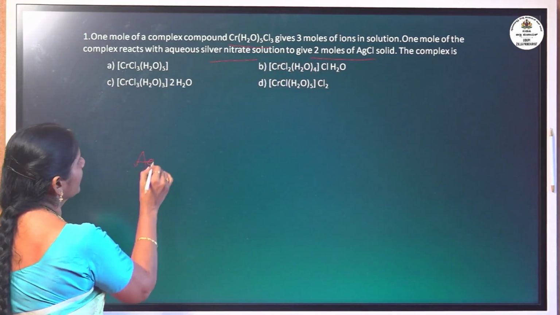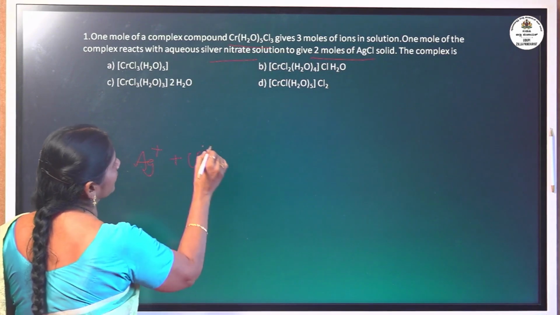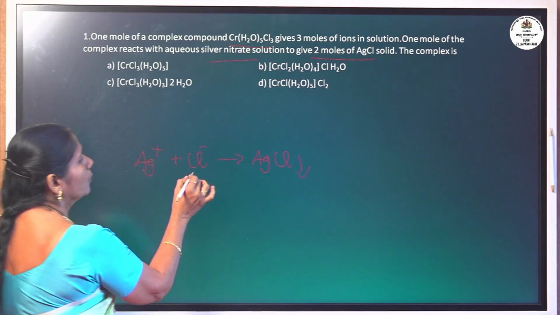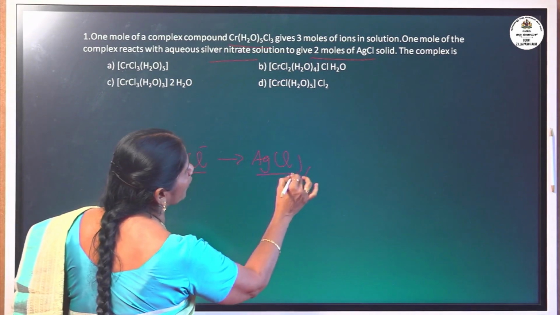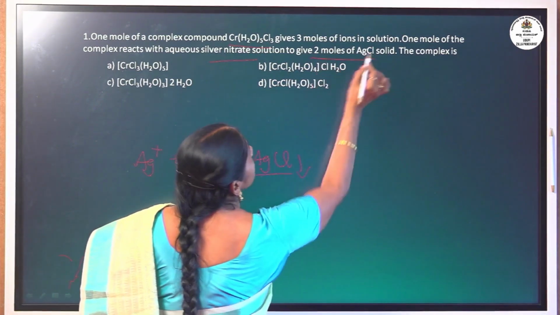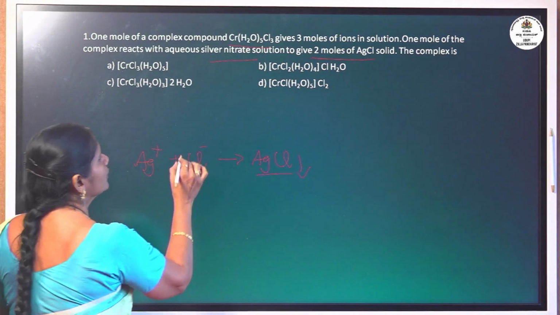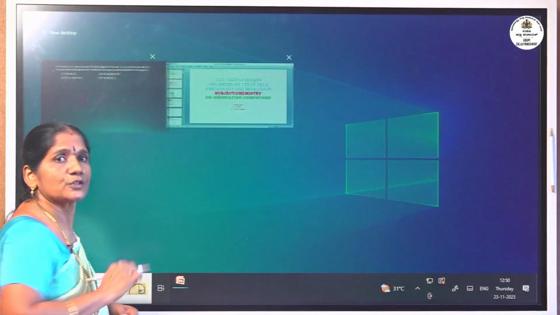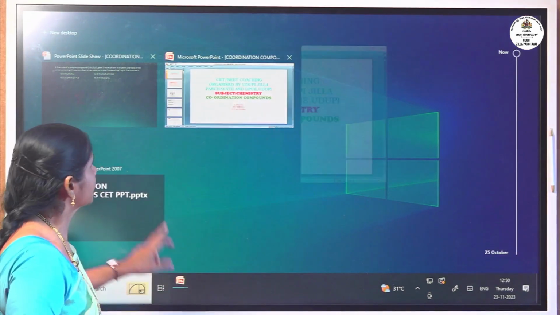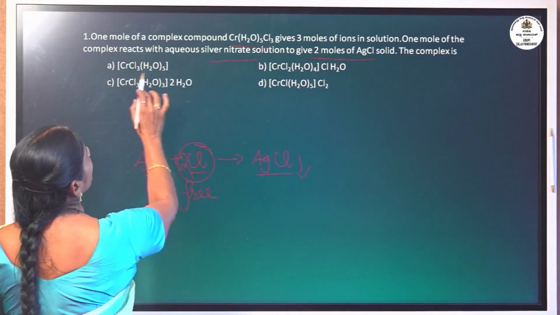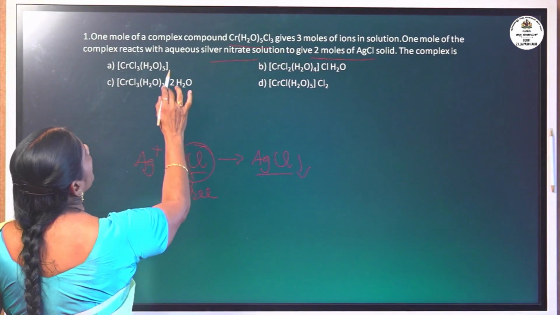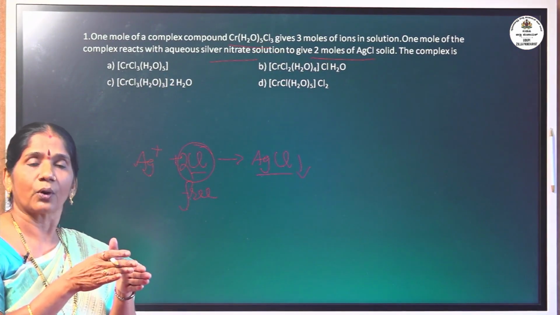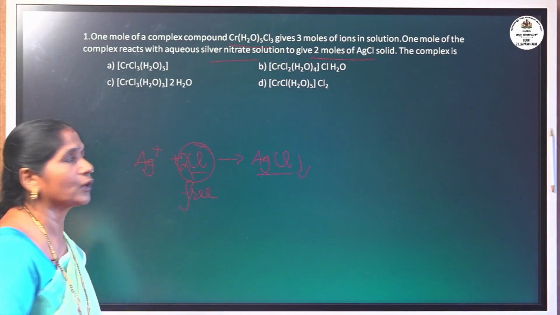You know very well, silver nitrate will react with Cl to give AgCl precipitate. So 1 mole of silver will give 1 mole of AgCl. Now 2 moles of AgCl are formed, meaning we should have 2 moles of chloride as free ions. So 2 Cl minus should be present as free ions. Identify the answer where chloride is present as a free ion. That means not inside the coordination entity, it should be outside the coordination entity.